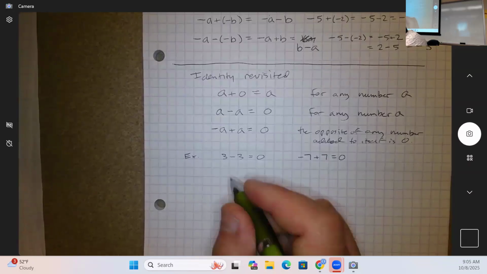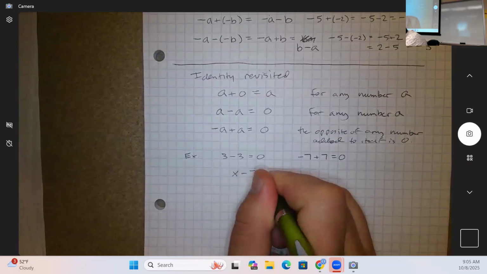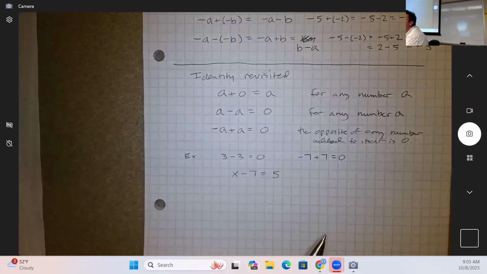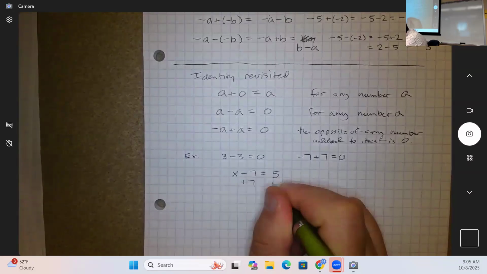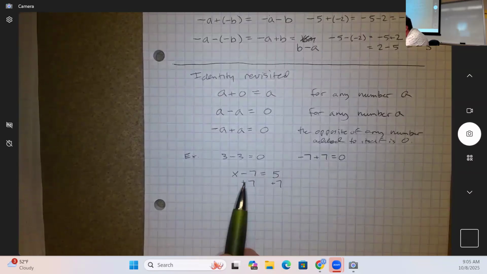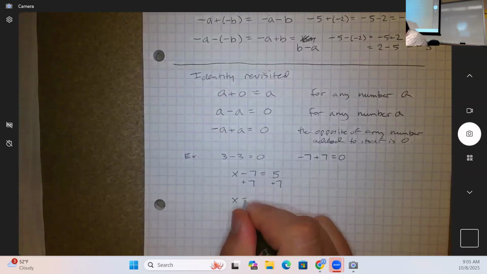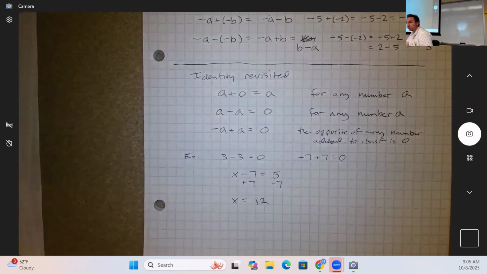And we use those to solve things like x minus 7 equals 5. Because we wanted to isolate the x, and so we added the 7 to both sides because -7 plus 7 is 0. And those cancel out, and we're left with x equals 12.